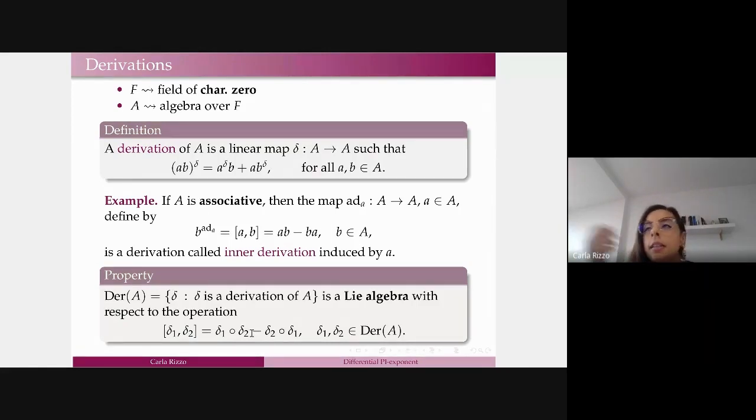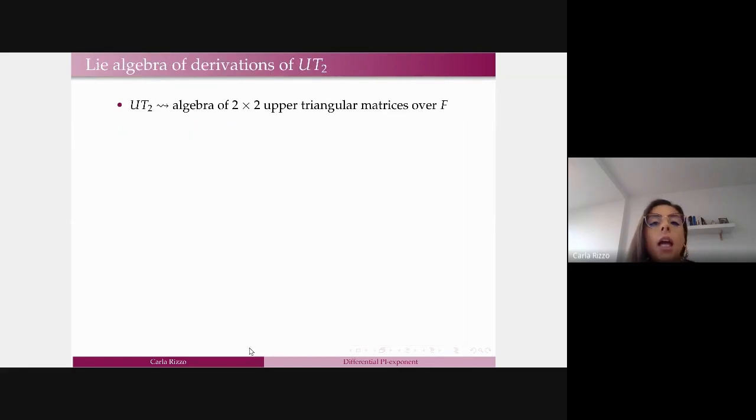So the objective now is to find a good definition of action by derivations on an algebra, because we want to study objects that we call algebras with derivation. So they have this action. But before, I'll give you an example of derivation.